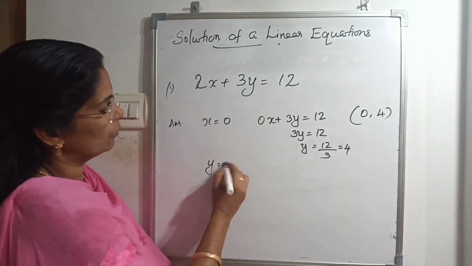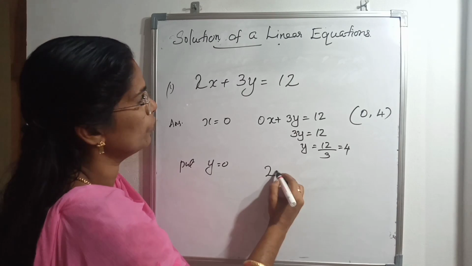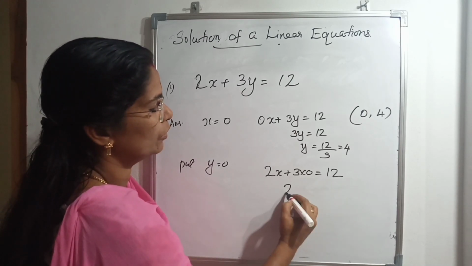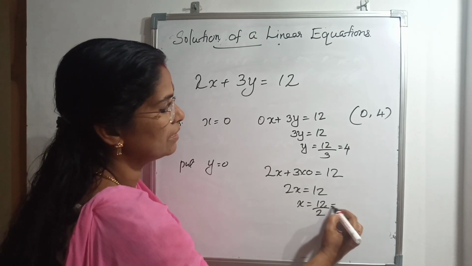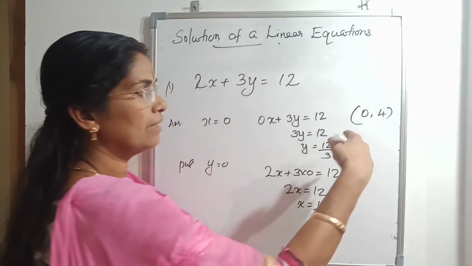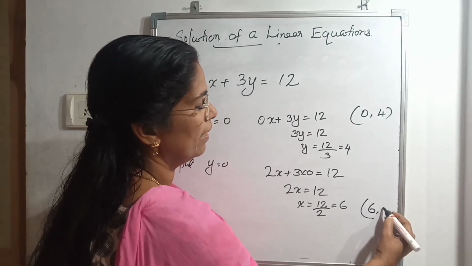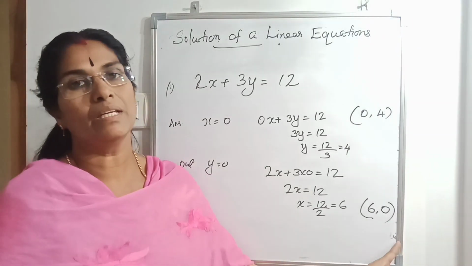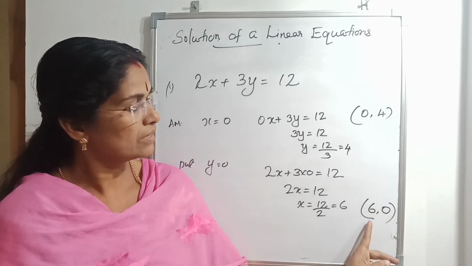Okay, we can find one more solution. Put y is equal to 0. So it becomes 2x plus 3 into 0 equal to 12, or 2x equal to 12 and x is equal to 12 by 2. Answer is 6. X value 6. In coordinates, the first value we write is the x value and the second value is the y value. So (6, 0) is another solution. (0, 4) is one solution. Second solution (6, 0).